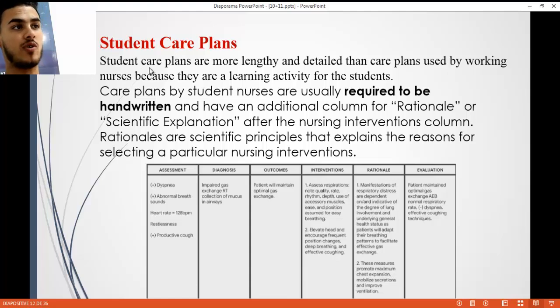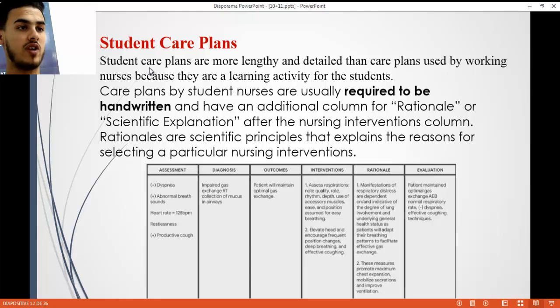Student care plans are more lengthy and detailed than care plans used by working nurses because they are a learning activity for the students. Care plans by the student nurse are usually required to be handwritten rather than taken by heart and mind, and have an additional column for rationale or scientific explanation, and that may help you to remember later on why this happened and why other things happen. After the nursing intervention column, rationales are scientific principles that explain the reason for selecting a particular nursing intervention.